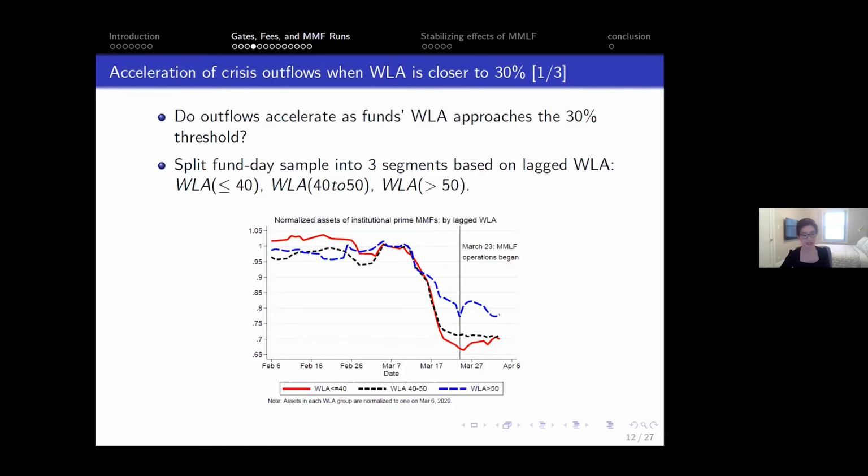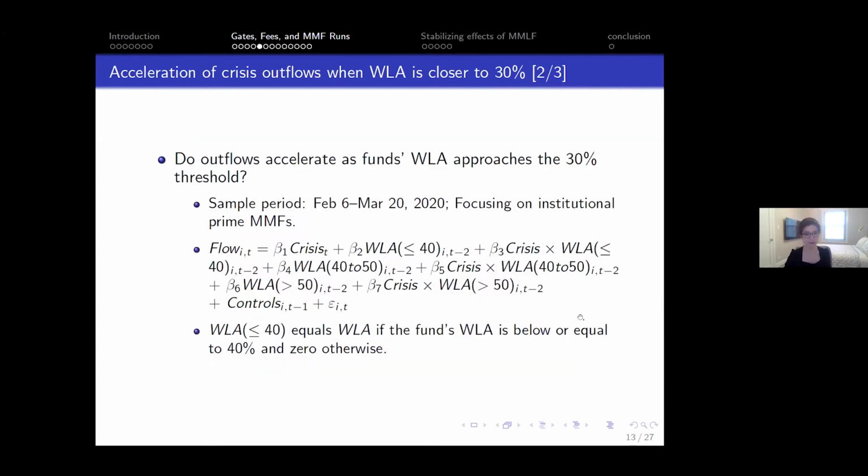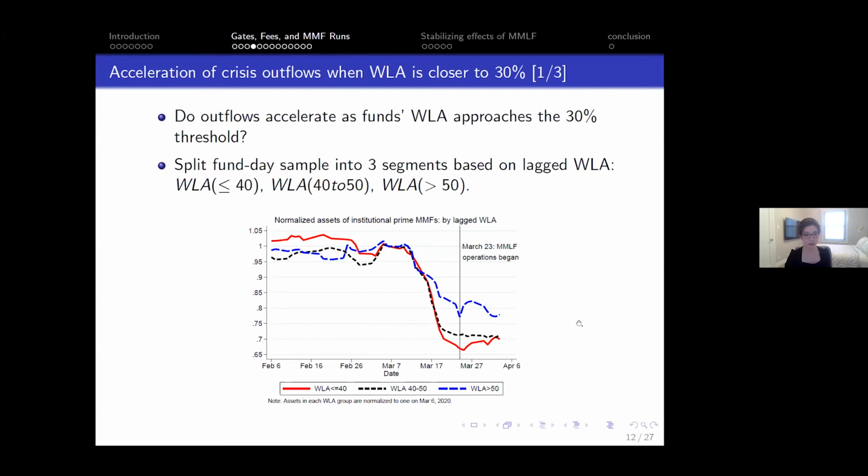Next, we study if there's any acceleration effect of crisis outflows when WLA is closer to the 30% threshold. Before we jump to the regression, we first show a chart that speaks to these effects. In particular, we split the fund-day sample into 3 segments based on the lagged WLA level: WLA lower than 40, between 40 and 50, and greater than 50. The red line, which shows WLA lower than or equal to 40, indeed shows the outflow was more acute for this group of funds.